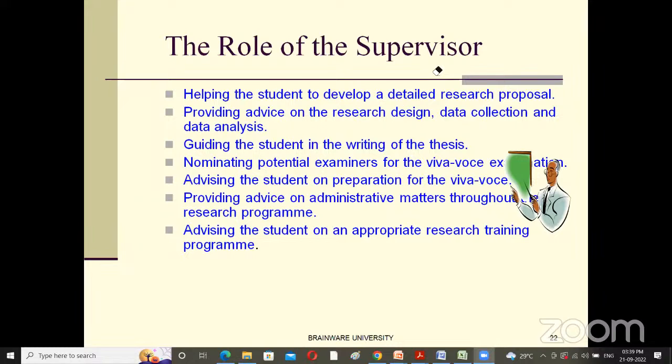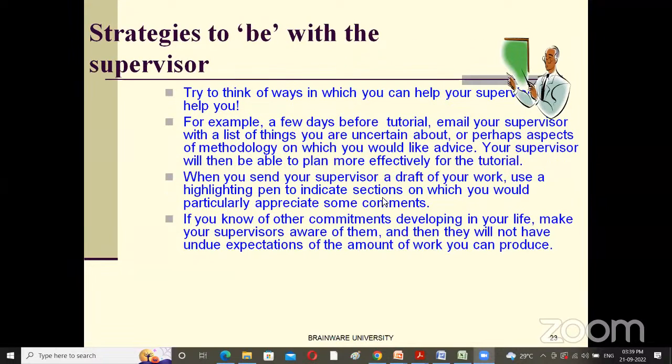No, sir. So I think you should be with the supervisor, not by giving him or her gifts, not by dealing with him or her in an unfriendly manner, or by misbehaving in any other manner, but the things you should do with the supervisor are like this: strategies to be with the supervisor.